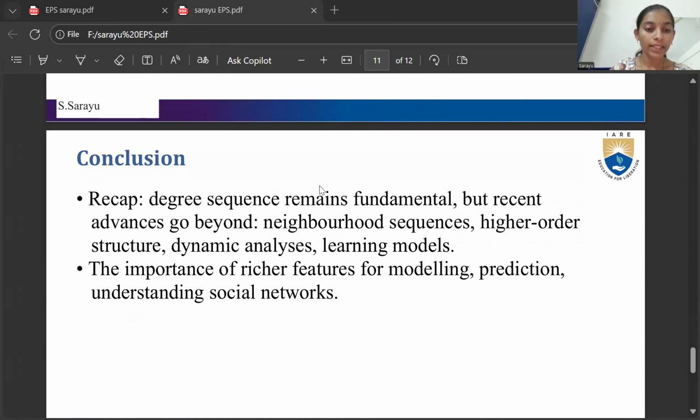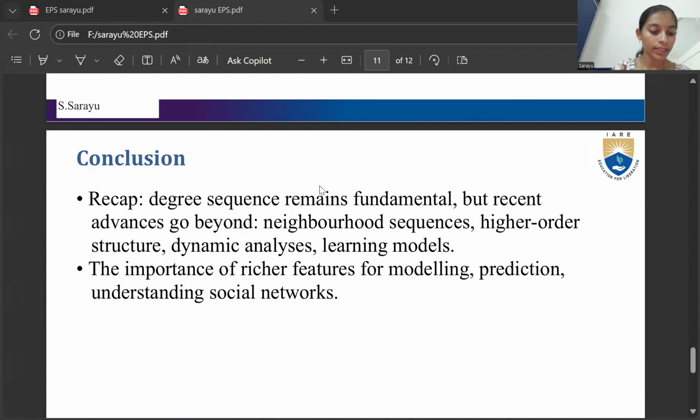Conclusion and recap. The degree sequence remains fundamental, but recent advances go beyond the sequence to higher order structure, dynamic analysis, and learning models. Rich degree features are important for modeling, prediction, and understanding social networks. Recent advances have deepened the analysis by looking at neighborhood degree and dynamic degree sequences in evolving networks, and at generative models that preserve the degree sequence while varying other structure.